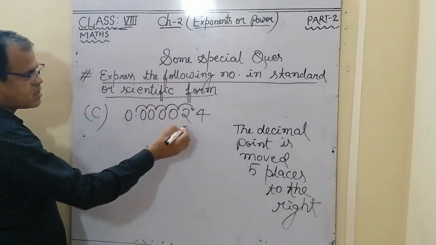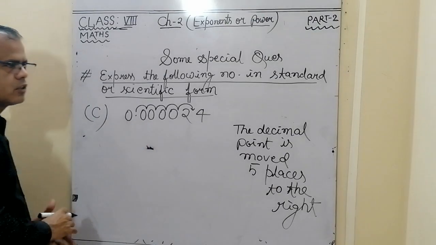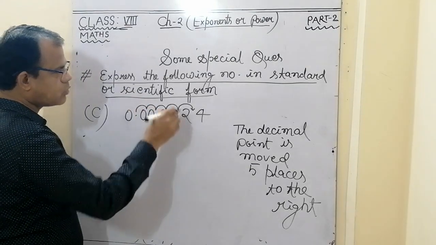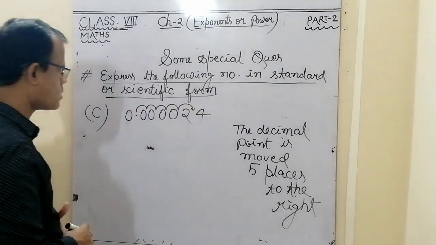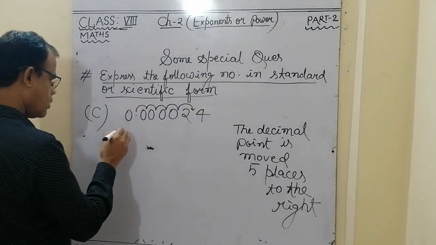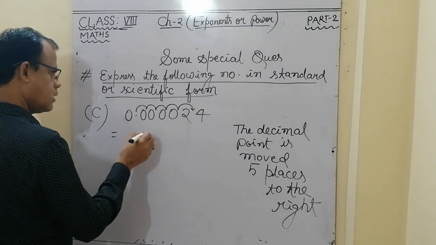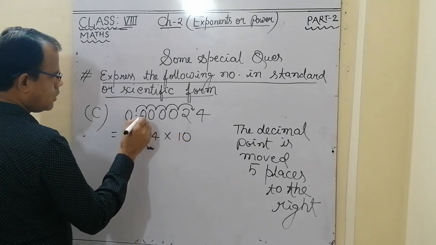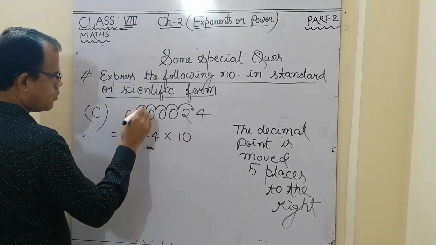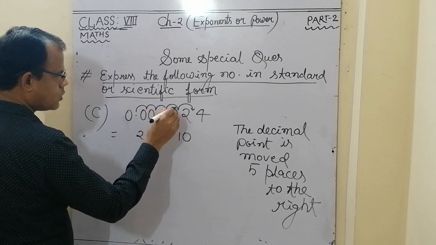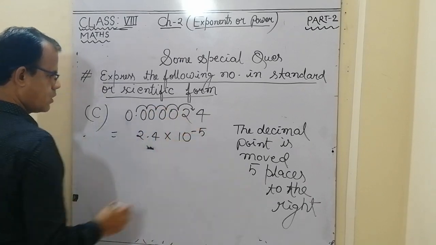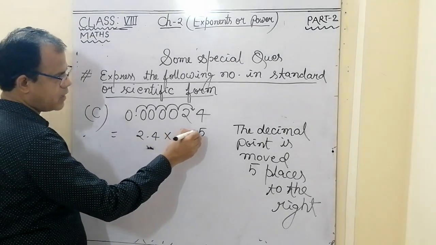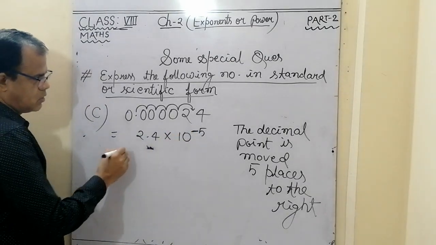When the decimal point moves to the left side, the power is positive. But when we move to the right direction, the power is negative. So we can write like that, 2.4 into 10 to the power. How many digits are there? 1, 2, 3, 4, 5. So minus 5. 2.4 into 10 to the power minus 5, negative.